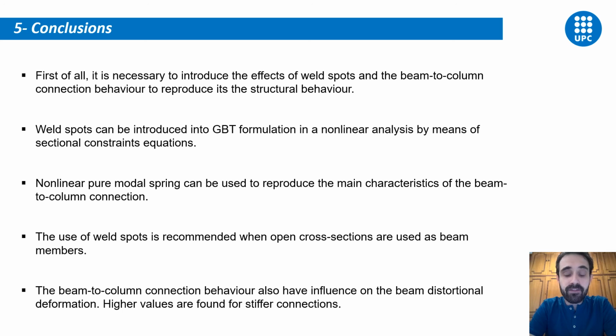We also observe that the use of weld spots is clearly recommended if an open cross-section is used as a beam member, in order to reduce the distortional deformation of the beam. GBT can be a very useful analytical tool to analyze the best position or the number of weld spots that must be used. And finally, we observe that the beam-to-column connection behavior has a relevant influence on the distortional deformation of the beam. In fact, the higher horizontal displacements are found for stiffer connections.